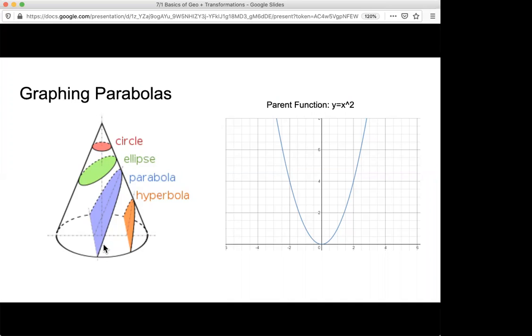So the parent function of a parabola would be y equals x to the power of 2, sorry. And so this would be your parent function, which is usually what you start with. And then when you add in b, or you add in a, which are basically different transformations for the parabola, that's going to change your graph. But this is what you usually start with.